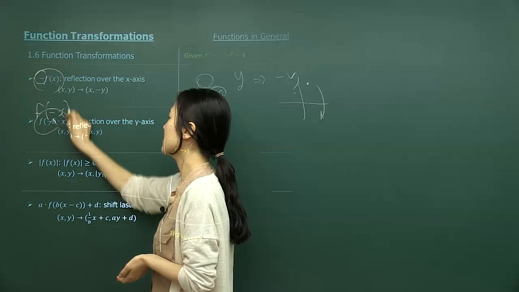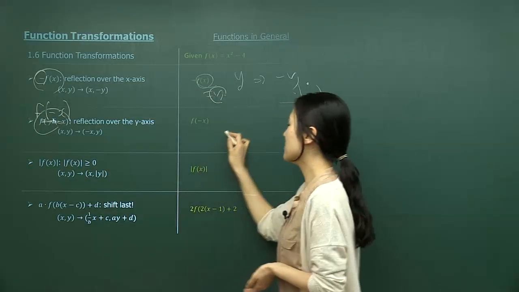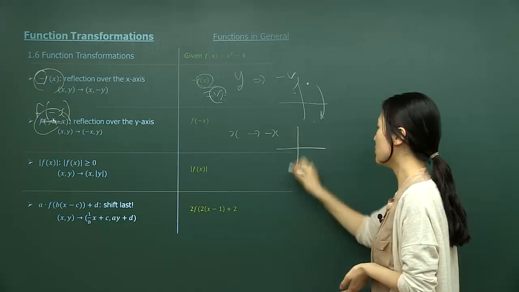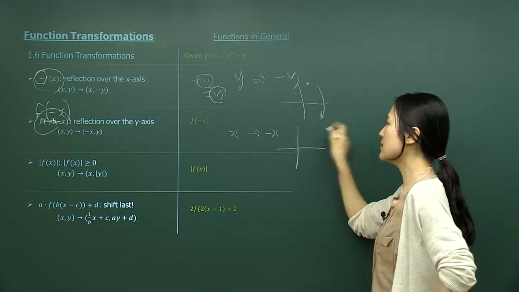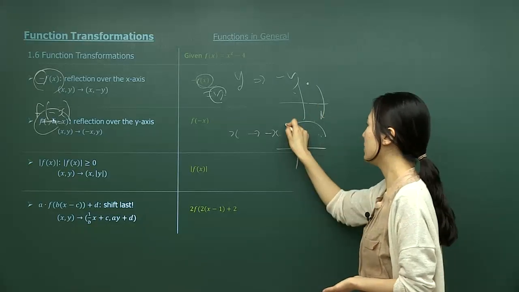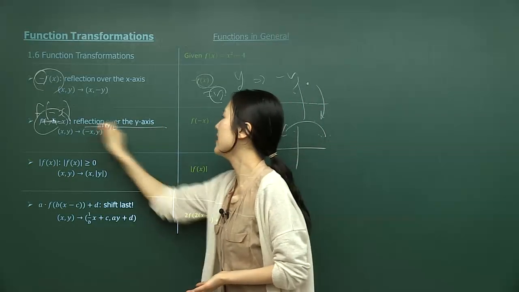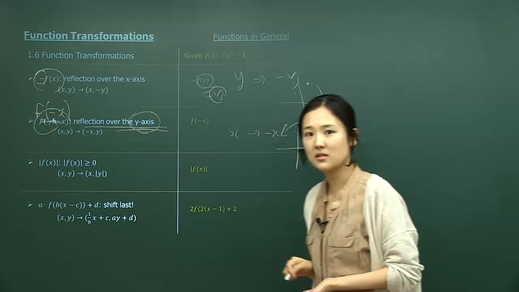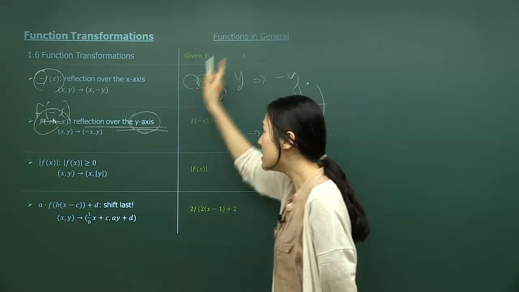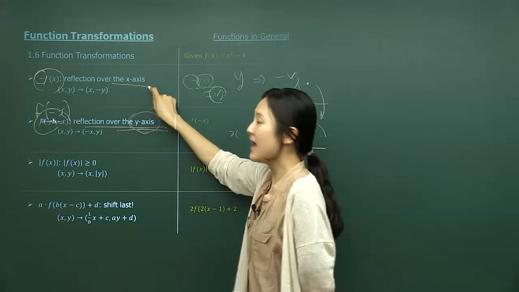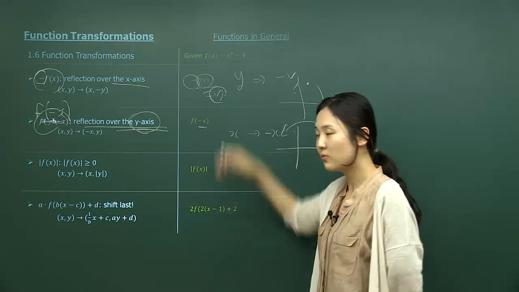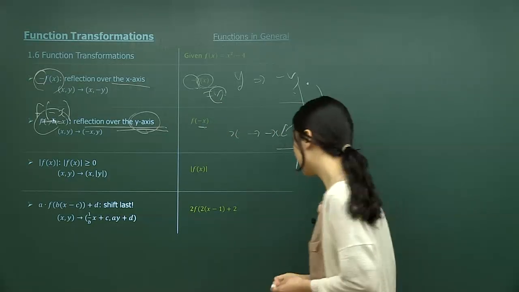F of negative x. When your x turns into negative x. Now imagine if your previous x was a positive value, right? What happens to the point when that becomes negative? Doesn't it go over there? So what is going on? It gets reflected about the y-axis. Remember, guys, a negative outside x means reflection over the x-axis. The negative sign inside means reflection over the y-axis.